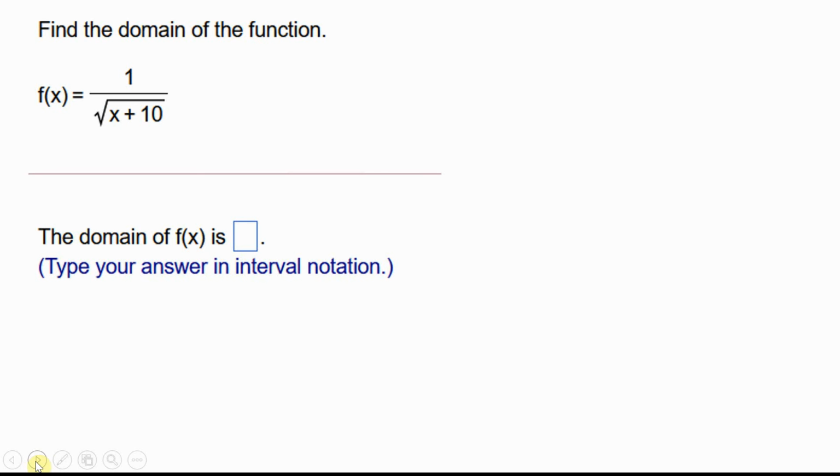How many restrictions on this particular function when it comes to the domain? 2? Very good, it's 2. What's one of the restrictions for this one? Can't divide by 0, is that right? Okay, very good. So whatever's in that bottom can't be 0. What's the other restriction?